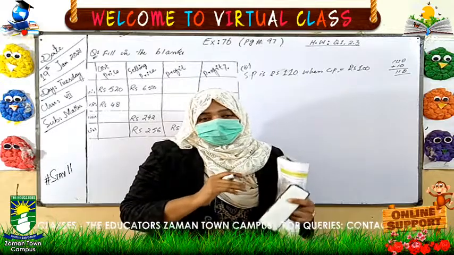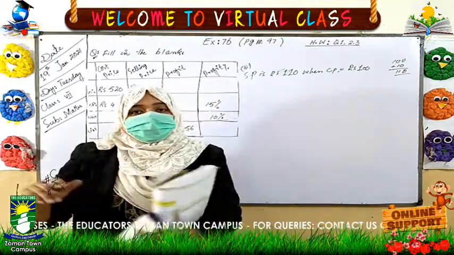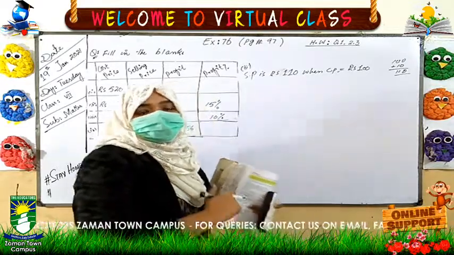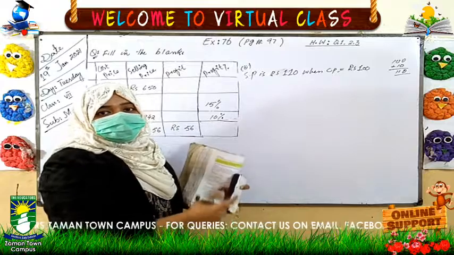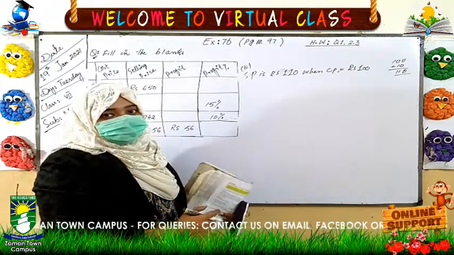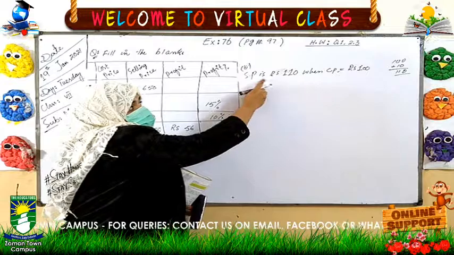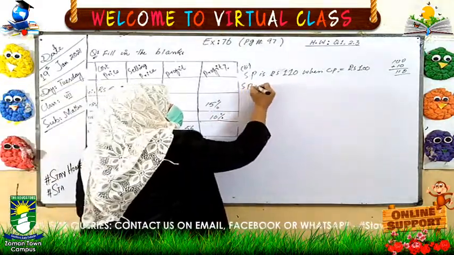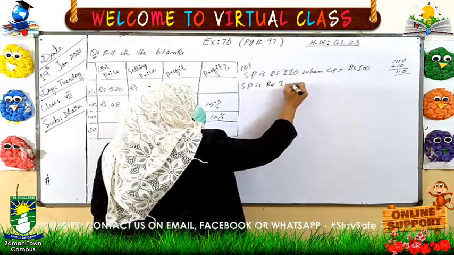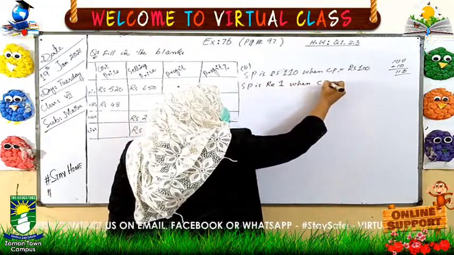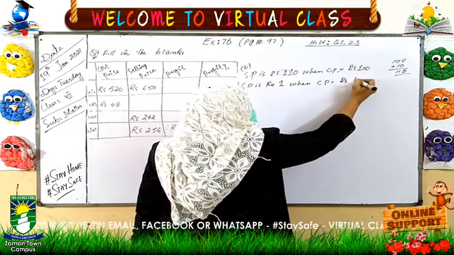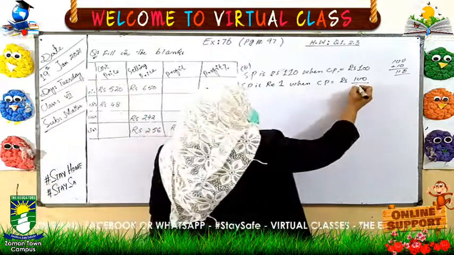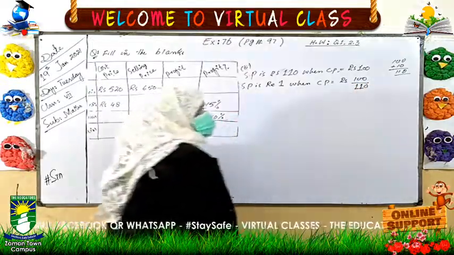Or you can also use the same statement as we have used in exercise 7a, that a profit of 10% implies an increase of 10%. When the CP is rupees 100, your selling price will be 110. Now, SP is rupees 110 when CP is rupees 100. Now, SP is rupee 1 when CP is rupees 100 divided by 110. Oh, sorry, multiplication. It will be changed into division.